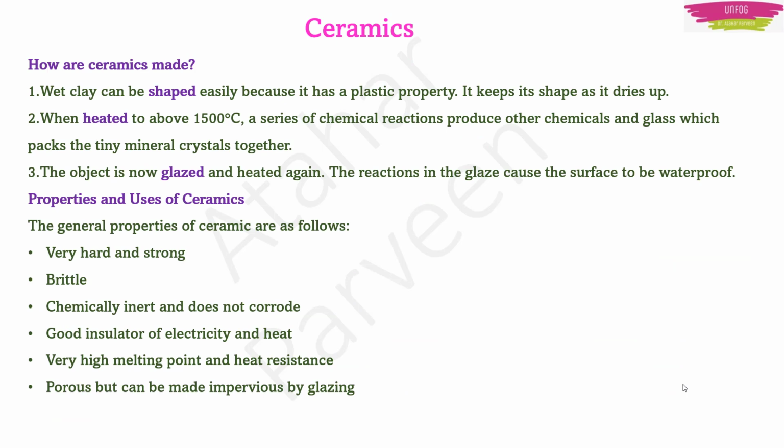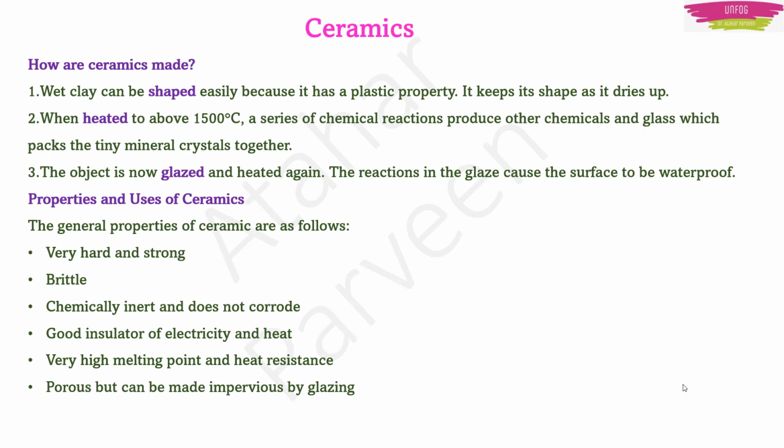Now, how are ceramics made? First, white wet clay is shaped easily. Why? Because ceramics have plastic property, right? Once you give the shape, that shape will remain after it dries up. It will not change. And when heated to above 1500 degrees centigrade, a series of chemical reactions will produce other chemicals. Then glass and these chemicals will pack the tiny mineral crystals together.